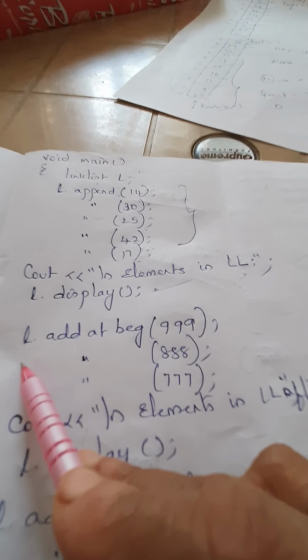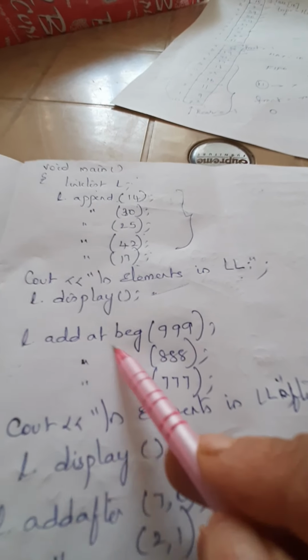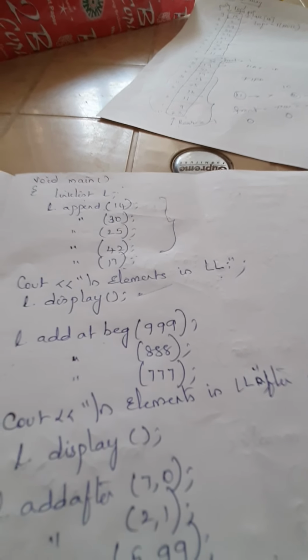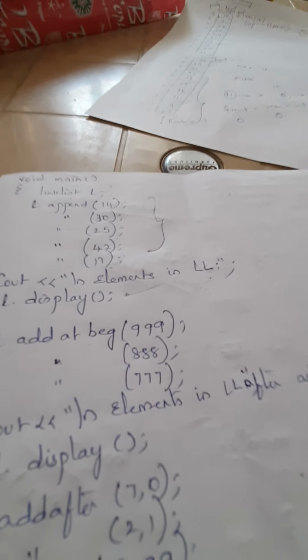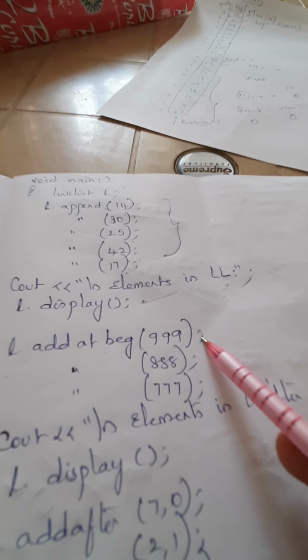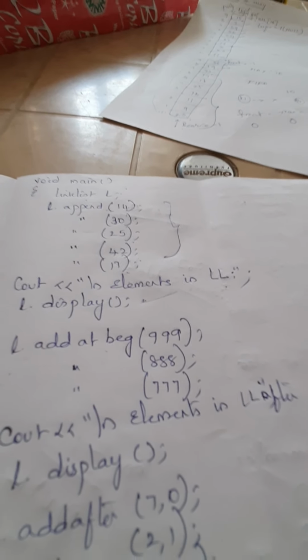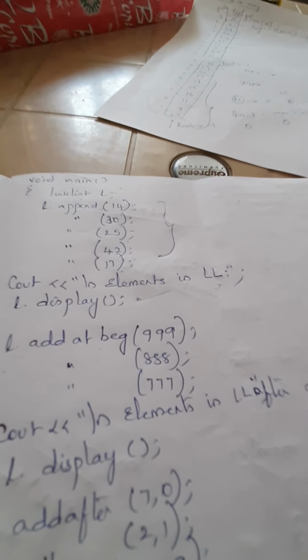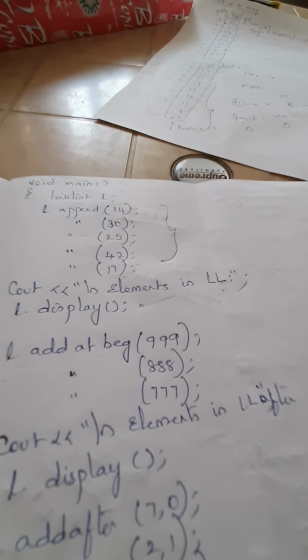Now we are calling the function L.add at the beginning. It means you have some elements already existing in the list, and to that already existing list you have to add a new element at the beginning only. So we'll just see how you are going to add a new element at the beginning. Here is the program, here is the code for that.